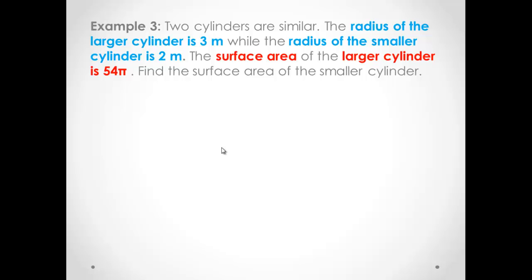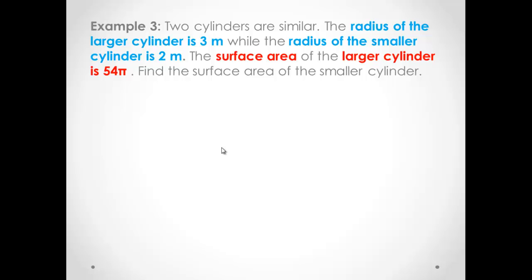This is highlighted in blue because what we want you to focus on here is that from this information we can get the scale factor. But the question is about surface area. The surface area of the larger cylinder is 54 pi. We are asked to find the surface area of the smaller cylinder.